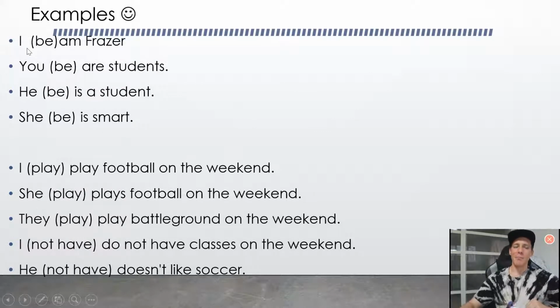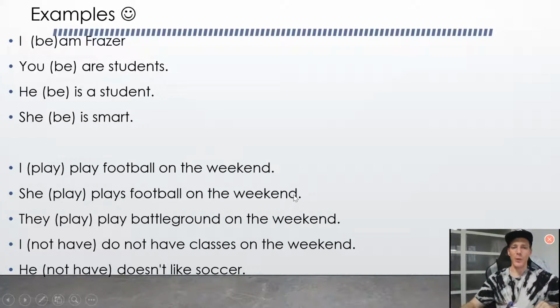Now, here are some other examples. I am. It's true, we're using the be verb. Now, be is irregular. It's not normal. So it changes to different ones each time. You are students. Again, the be is a little bit different. He is a student. She is smart. So each one of these is the be. This is an irregular form, not normal. It's different. If we look at a couple more examples, you can see I play football on the weekend. Play is the verb. It's I, so we don't change the verb. It stays the same.